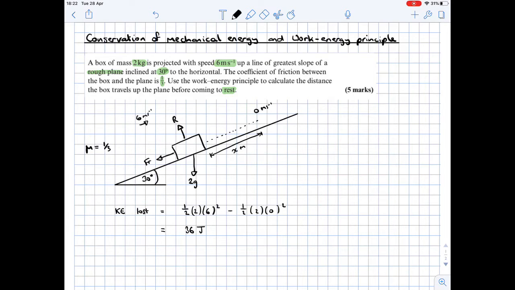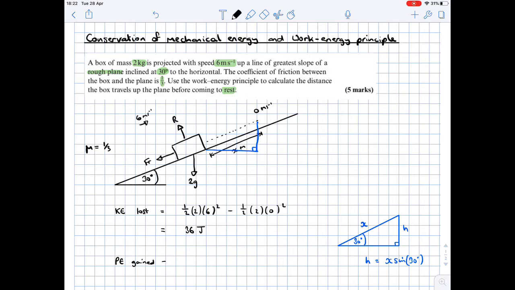Next, as it goes up the slope, it gains potential energy. For this, we can think of it as a right angle triangle. So it goes up the slope a distance of x. It gains a height of h, 30 degrees, so h is equal to x sine 30 degrees.